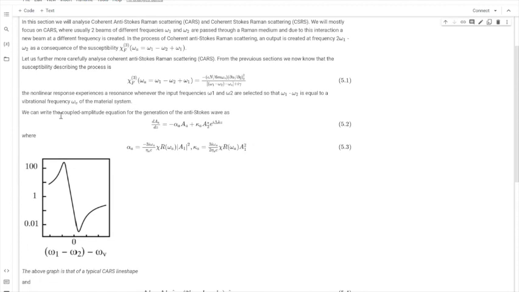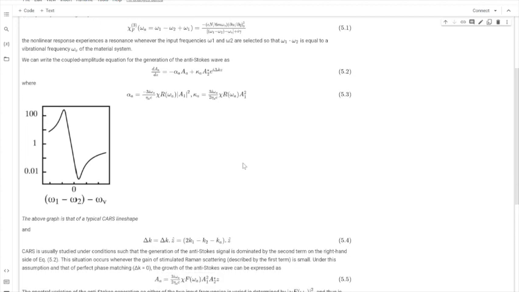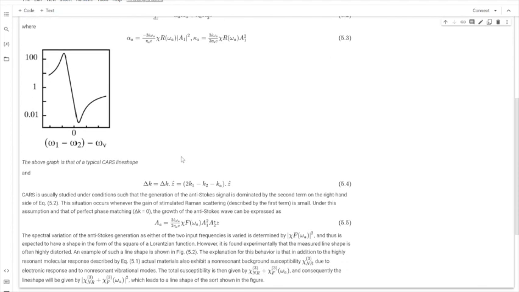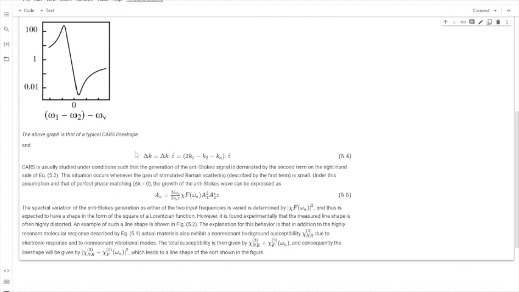So we can write the coupled amplitude equation for the generation of an anti-Stokes wave as this differential equation, where we have α_a to be this term and κ_a to be this term. This image is a graph of a typical Gauss line shape. We also have Δk equal to Δk·z, that is in the z direction, where Δk is 2k1 minus k2 minus k_a.